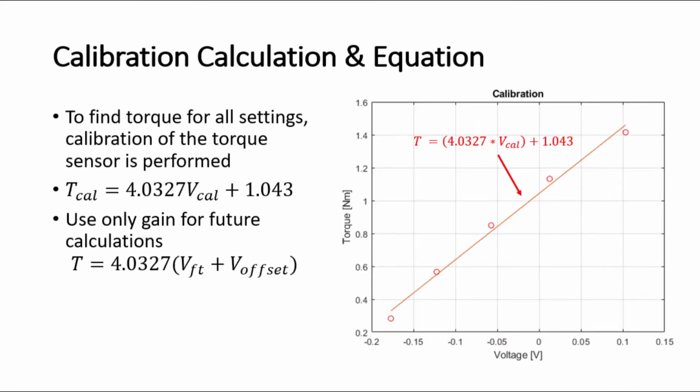To find the torque at the 3 engine settings for this week, we need to calibrate the torque sensor. This is done by linear regression using voltage data from our force transducer and using various weights to obtain a calibration torque. Using this, we can find a gain which we'll use for all further calculations.